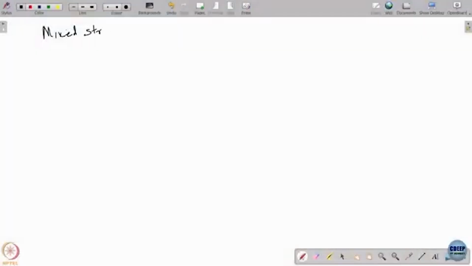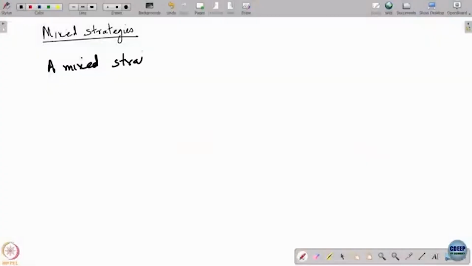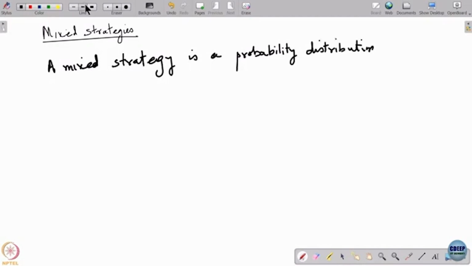So, in the previous lecture, we introduced this class of strategies called mixed strategies. These were a generalization of our earlier strategies, which were then called pure strategies. A mixed strategy, remember, is a probability distribution on the set of pure strategies.